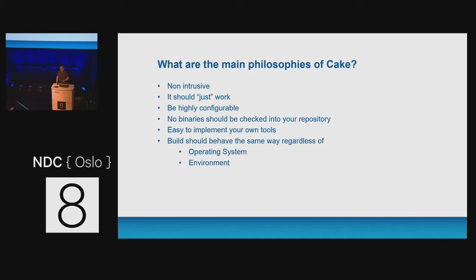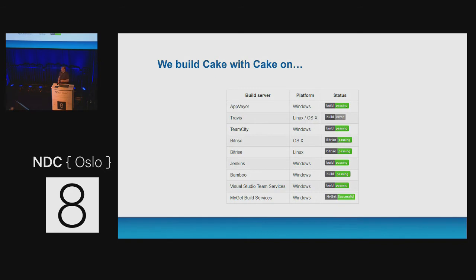And the final tenet is that we want the build to look and behave the same regardless of what operating system you're working on or what environment you're running on. And the easiest way to show that is by showing you this. That is on our GitHub repo, within the readme.txt. We build Cake with Cake on 8 different CI servers, and we run it across 3 different operating systems. You might think that's a little bit excessive, but there are certain parts of the tooling that behave differently depending on what continuous integration server it's running on.